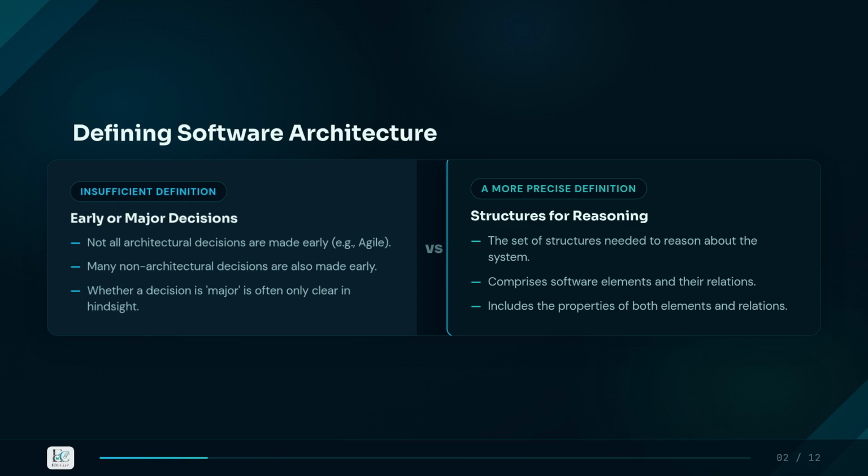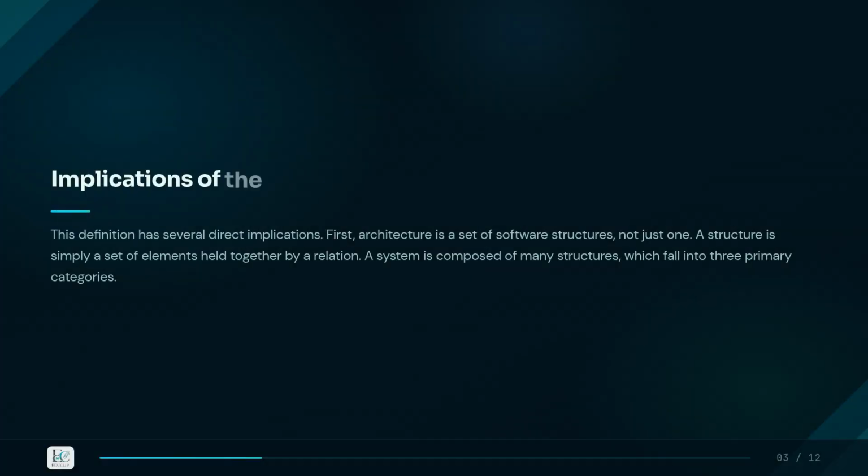Let's define software architecture as the set of structures needed to reason about the system. These structures are made up of software elements, the relations between them, and the properties of both those elements and their relations. This new definition has some direct and important implications. The first is that a system's architecture isn't just one thing. It's a collection of software structures.